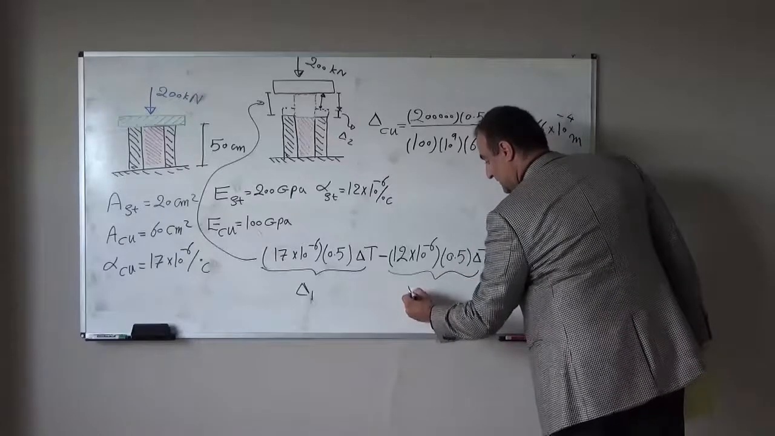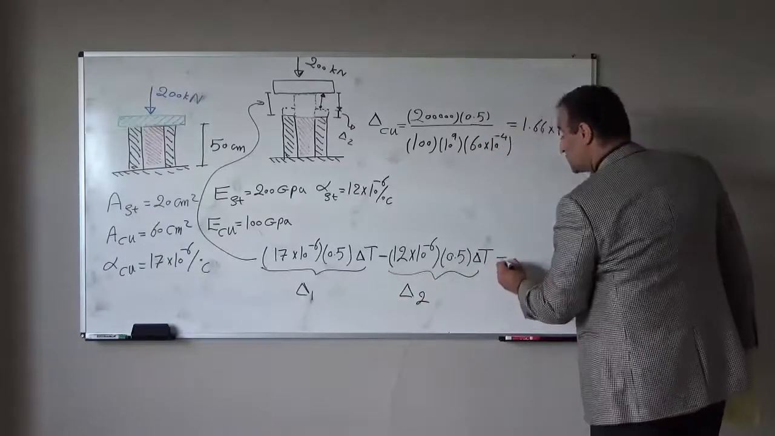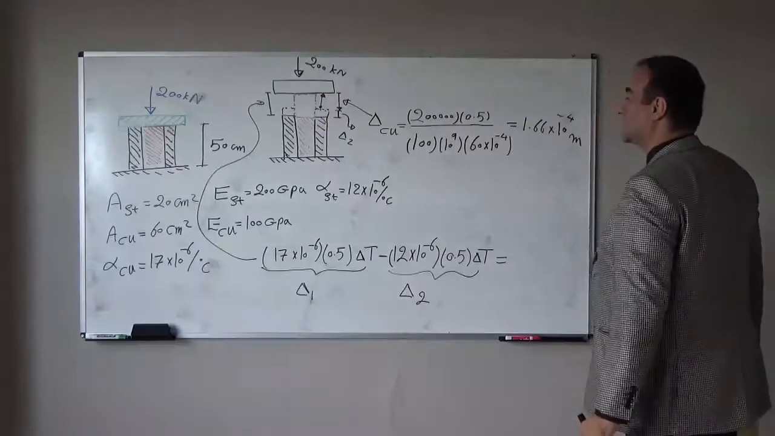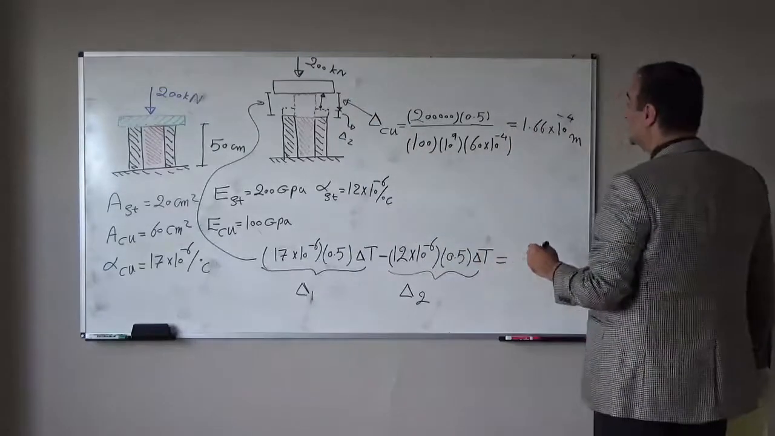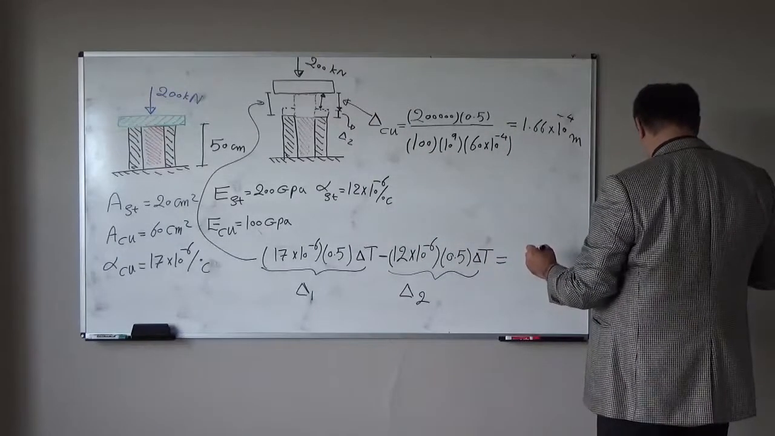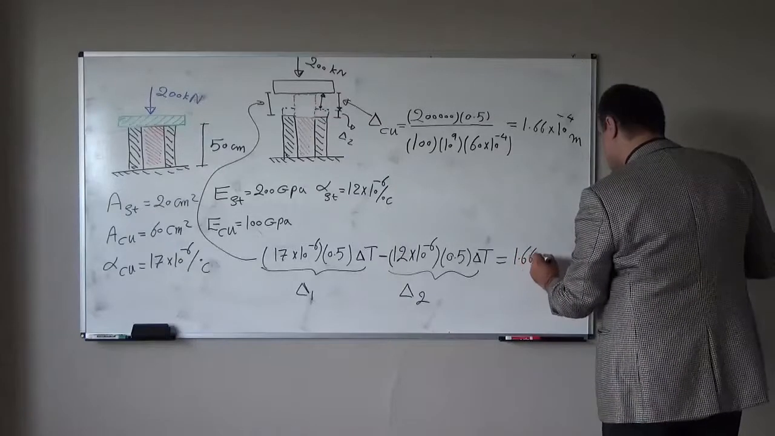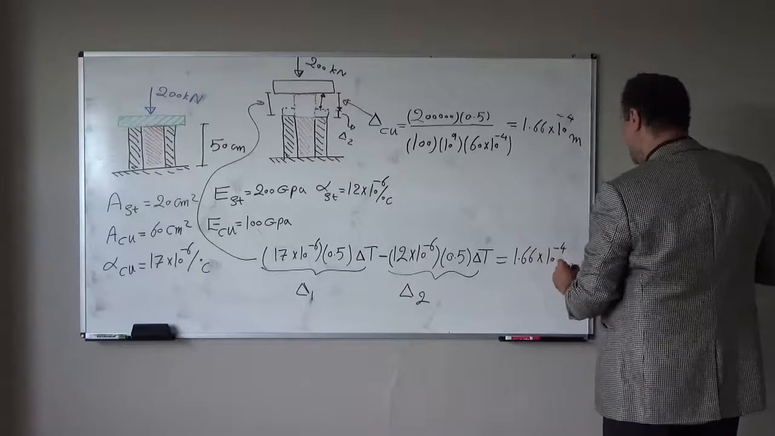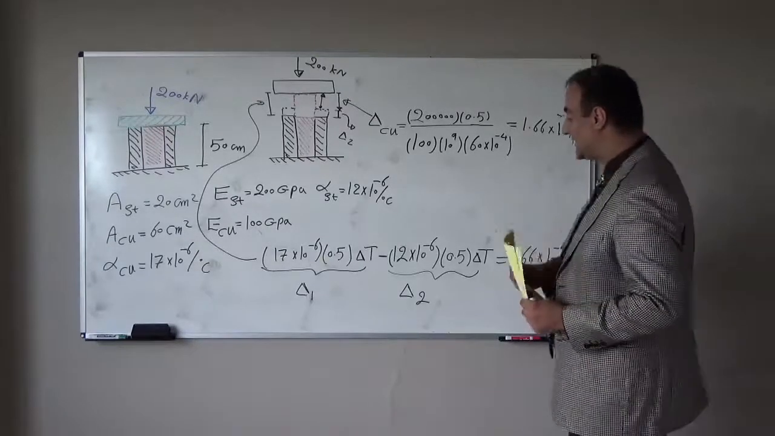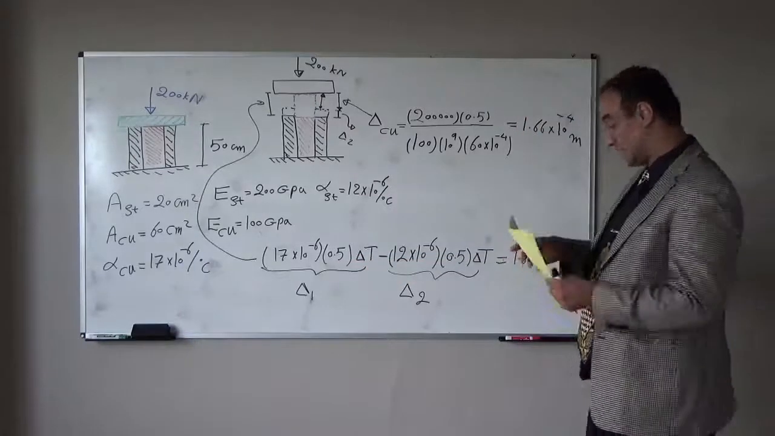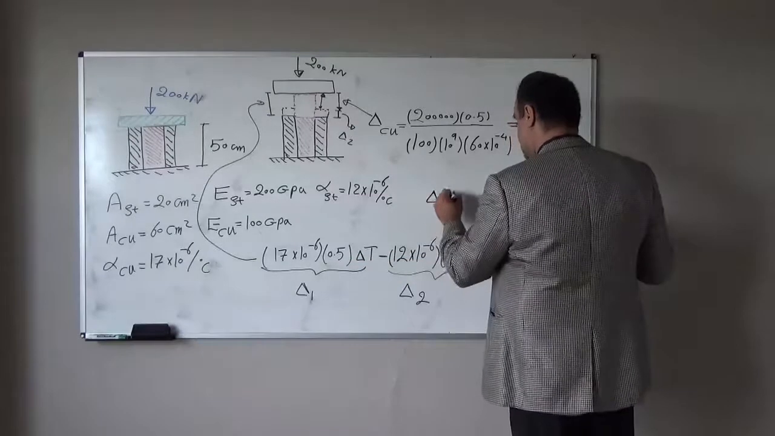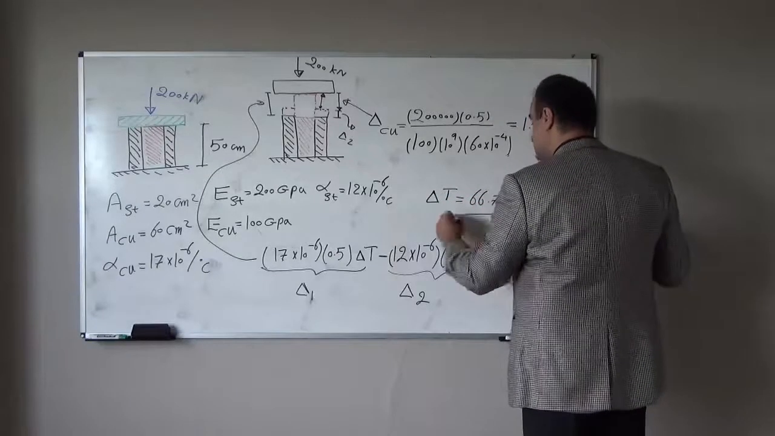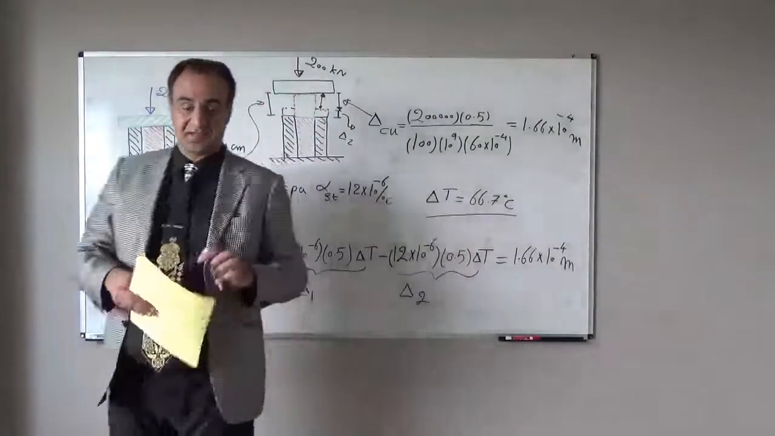This delta 2 should be equal to this delta. This delta is the deformation of the copper under this axial load, which we have, equal to 1.66 times 10 to the power of -4 meter. From here we have one equation, one unknown, and we can find delta T. So delta T will be 66.7 degrees Celsius. Let's explain one more time.